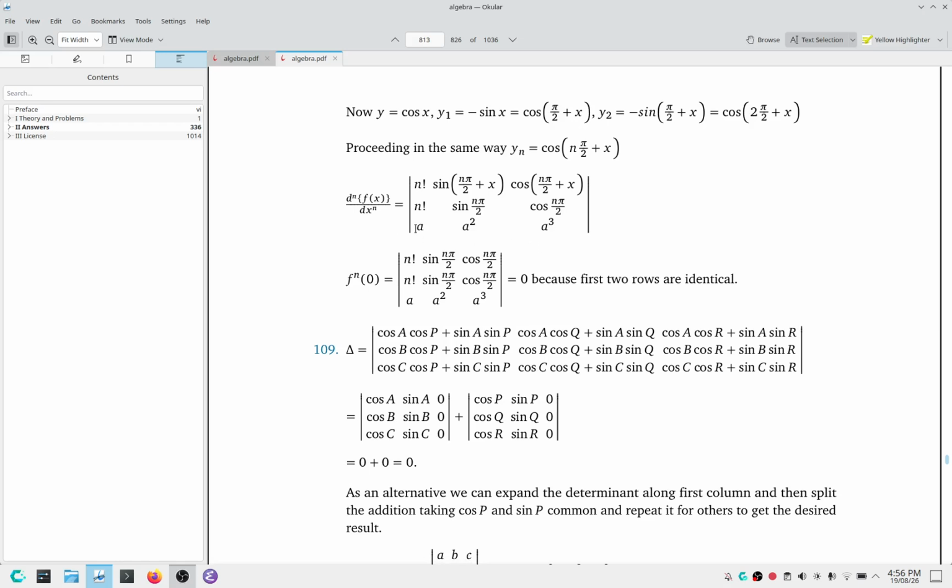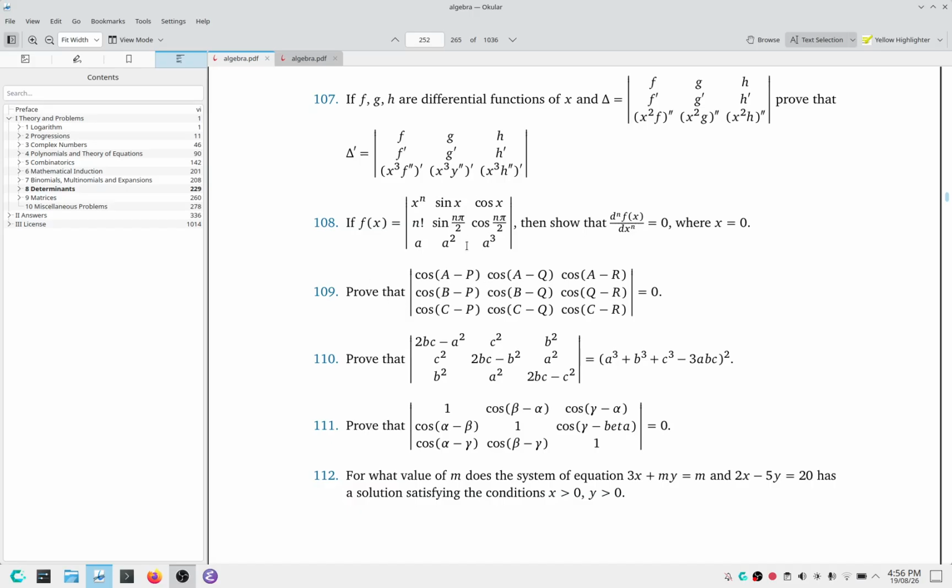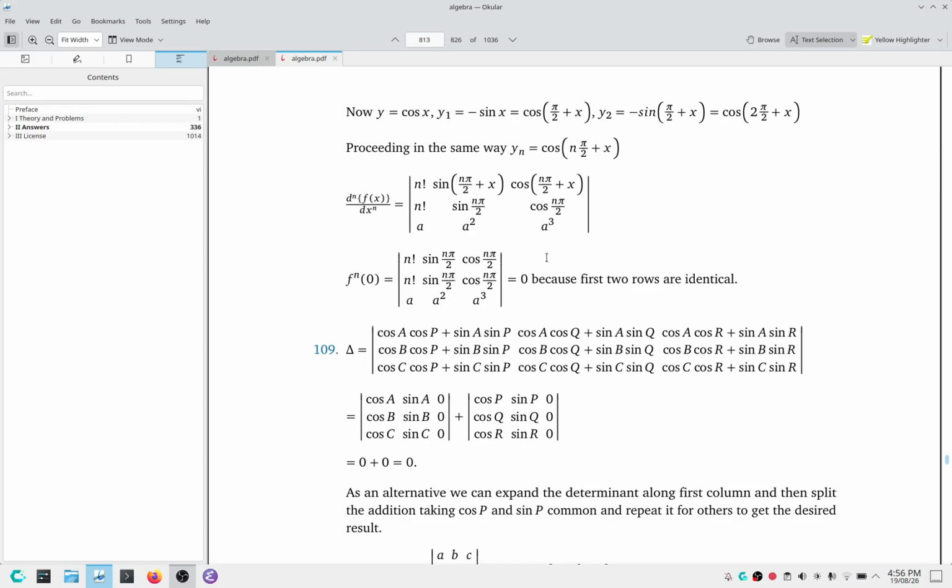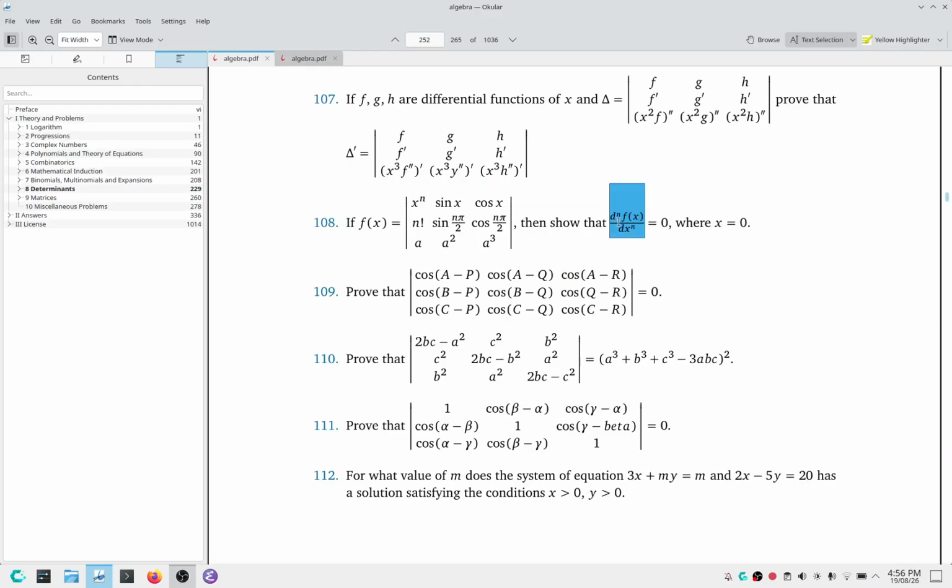Okay. Now, once we have this, we put x is equal to 0, right? So we have to put x is equal to 0. So we see that the first and second rows become identical, and therefore the nth differential of f(x) at x equal to 0 will be equal to 0.